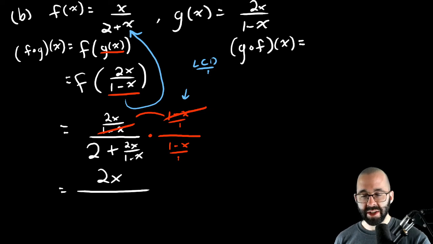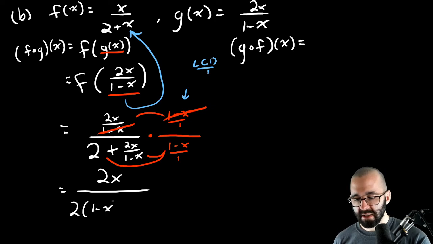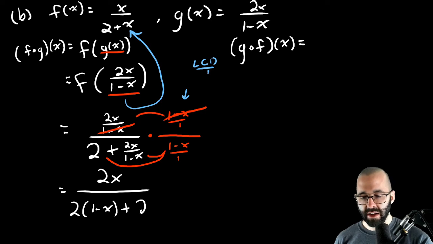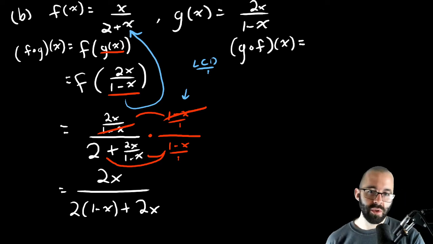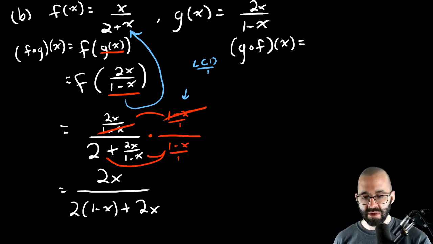This is what I said when I mentioned this problem just has more messy algebra. And on the bottom, we actually have to distribute. The first one is going to be 2 times 1 minus x. And the second one is going to cancel again. The 1 minus x's cancel in that second product. You can do it off to the side if you want to see where that comes from.